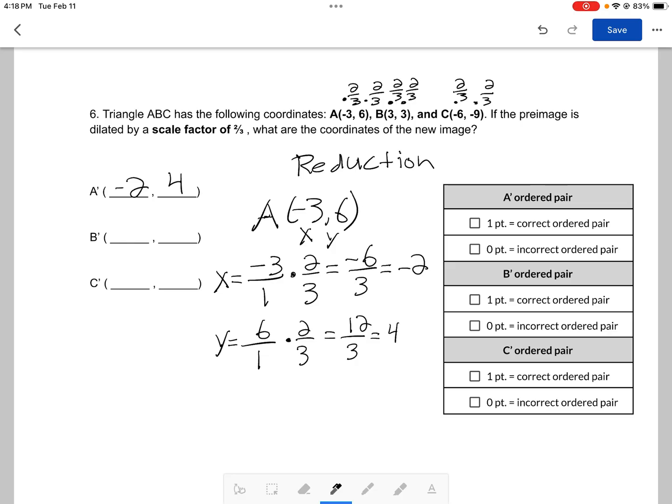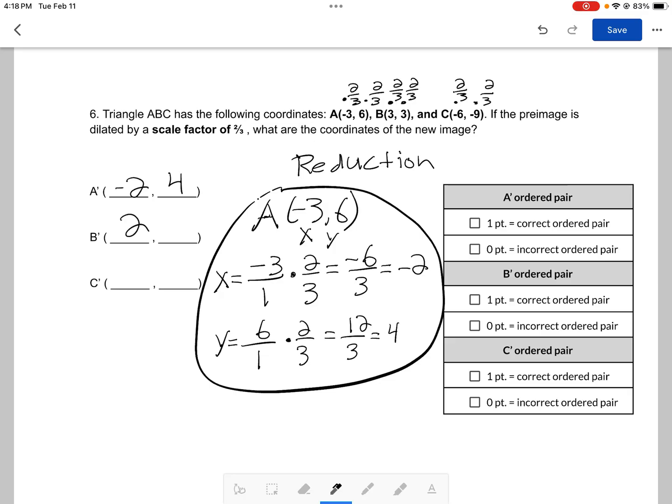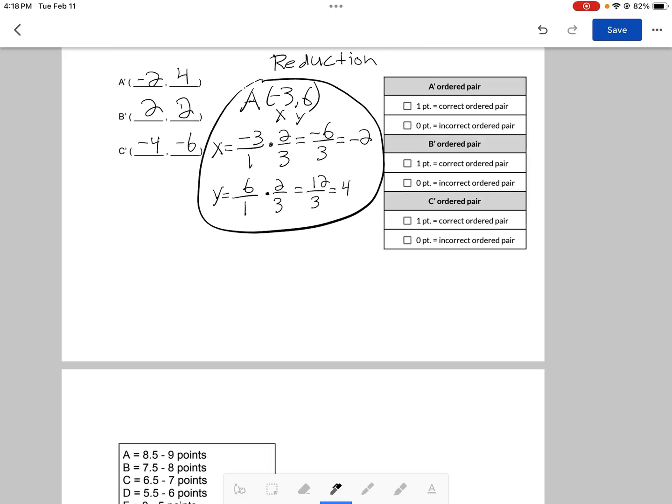So if you're not using a calculator, this is what it's going to look like. If you are using a calculator, just use the ABC function. So 3 times 2, ABC 3 is 2. And then I just do the same thing. So 2, negative 6 times 2, ABC 3, negative 4. And then negative 9 times 2, ABC 3 gives me negative 6. Okay, so those are your new coordinates if you multiply each of those by 2/3. Good job, friends.